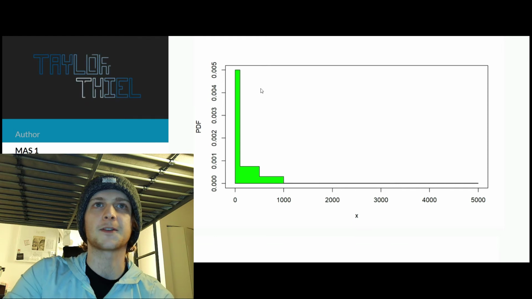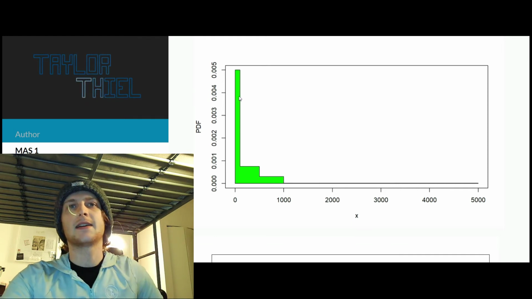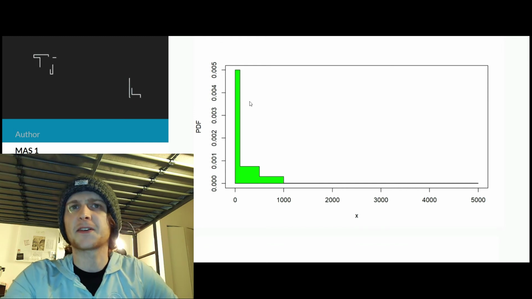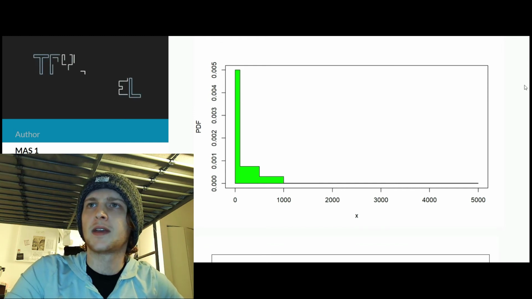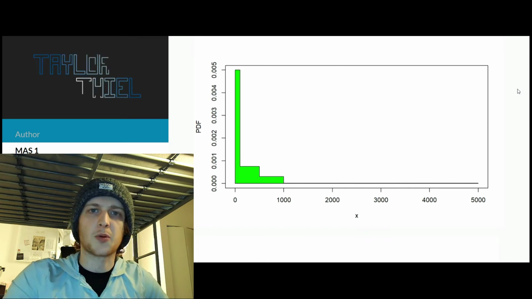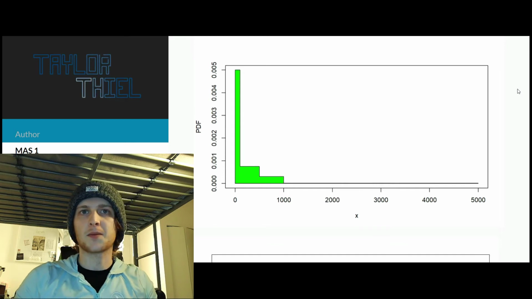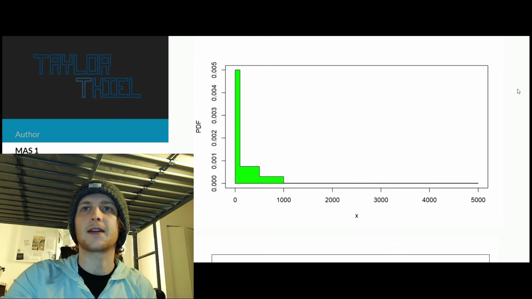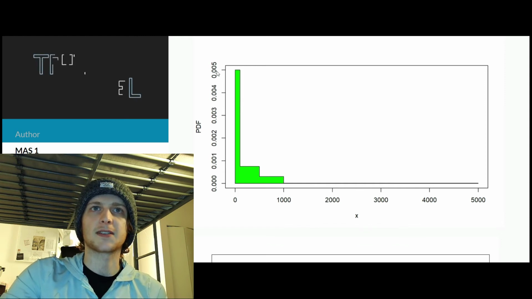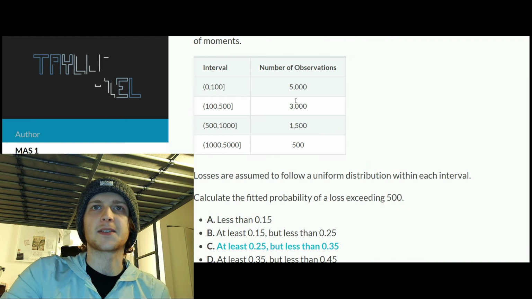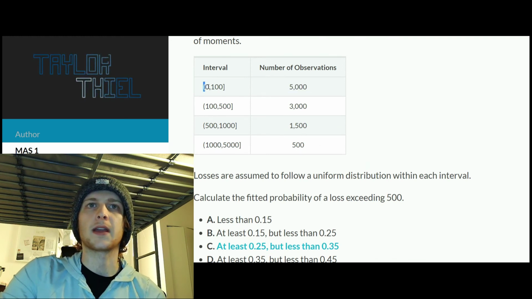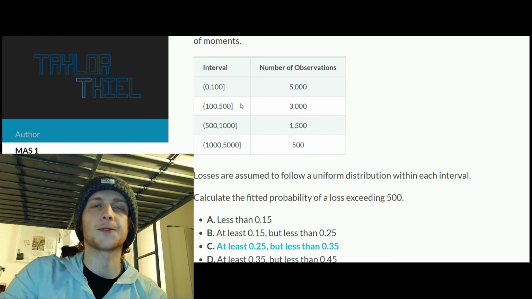But for example, here what we have is the PDF, or I guess this would be the empirical PDF since it's a sample and not the actual distribution. But this is just looking at the number of data points divided by the total number of data points and then making it such that the area corresponds to that amount of weight. So for this very first section, it's 0.005, and that's because we have 5,000 divided by 10,000, and then we have to spread that weight equally across this width of 100.